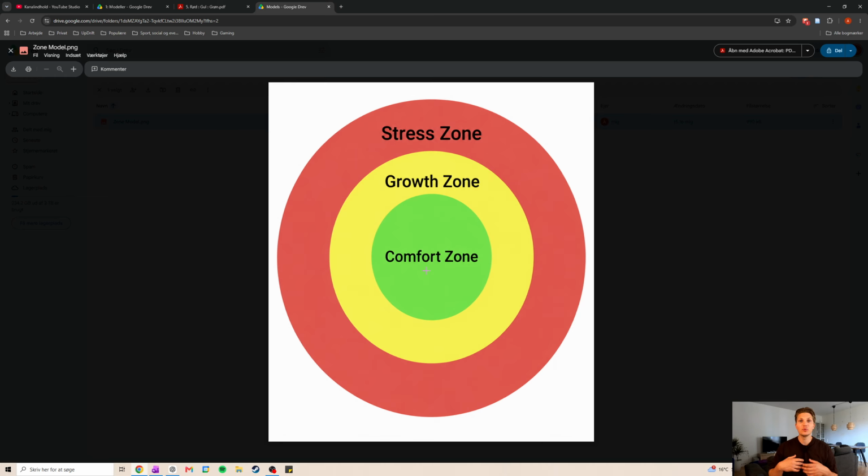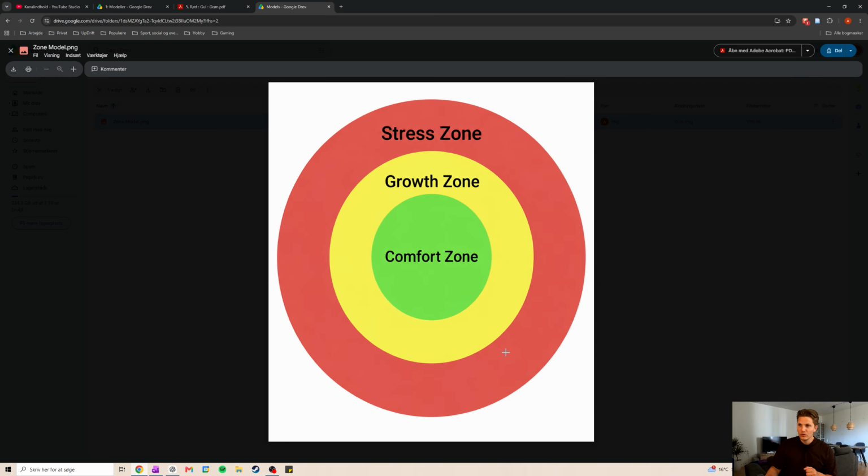It is uncomfortable to learn new things. You have to expend energy. You have to expend focus and effort. And it doesn't matter if it's something physical or if it's something mental, psychological, whatever it is. If you want to grow and get better at something, you have to expend energy to become better at that something. And that's why you have to move out of your comfort zone and into the growth zone.